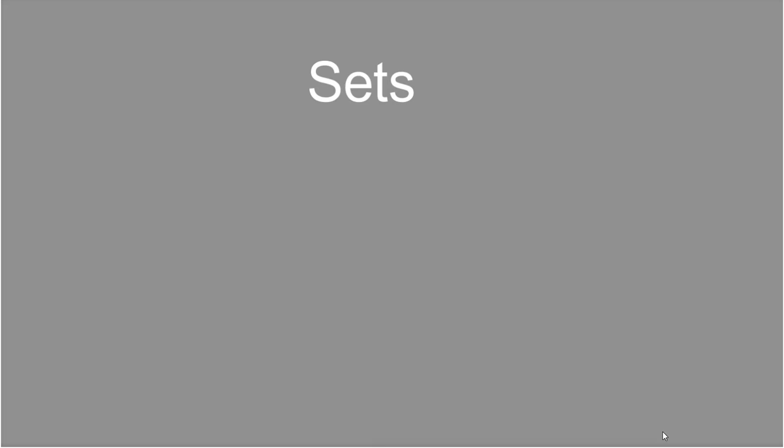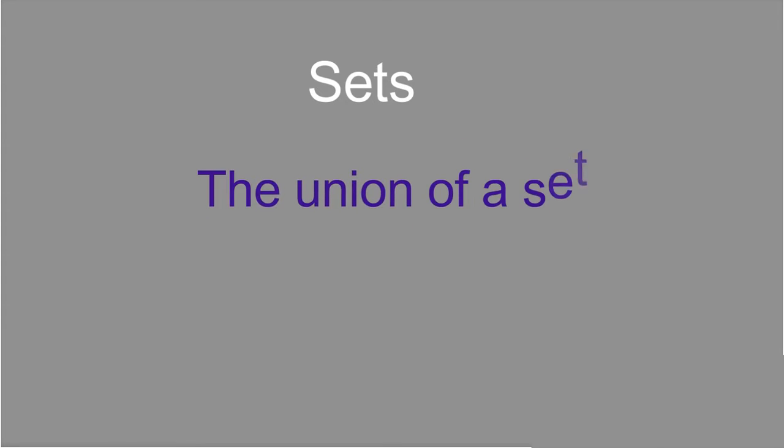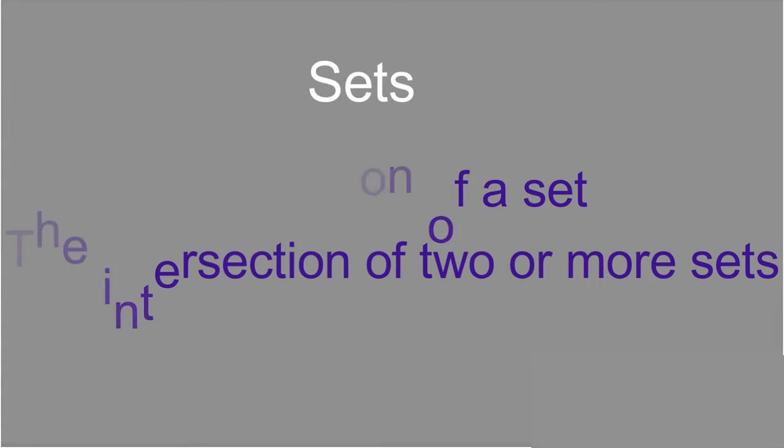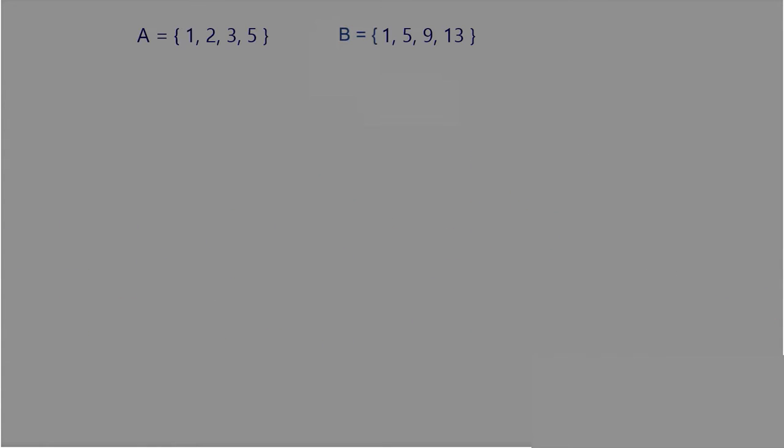This is another episode on sets, and the subheadings are the union and the intersection of two or more sets. Suppose we have two sets, set A and set B, and we want to find the union of both sets. Finding the union of both sets would create a set containing all the elements from both sets, and we can create a different set and write the elements from both sets in ascending order.